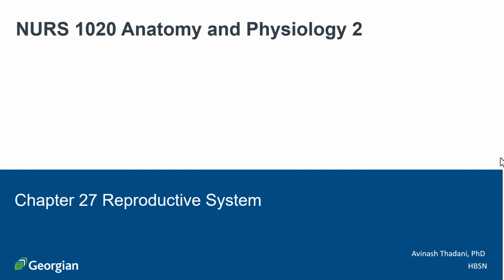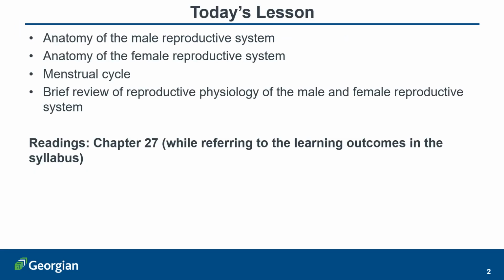Hi everyone, welcome to Chapter 27, the Reproductive System in NURS 1020 Anatomy and Physiology 2. In today's lesson, we'll be going over and discussing the anatomy of the male and female reproductive system. In terms of the physiology, we'll be focusing upon the menstrual cycle for female reproductive physiology, and then we'll also briefly review the male reproductive physiology. Please remember to read Chapter 27 while always referring to the learning outcomes in the syllabus.